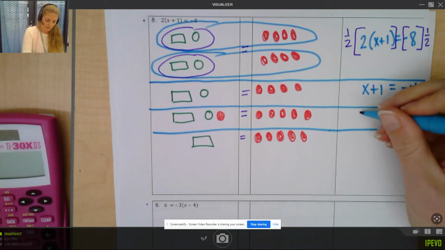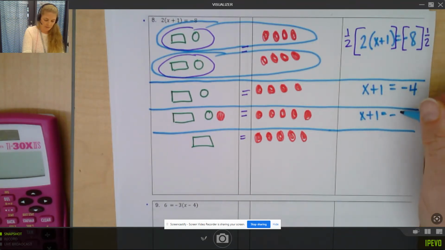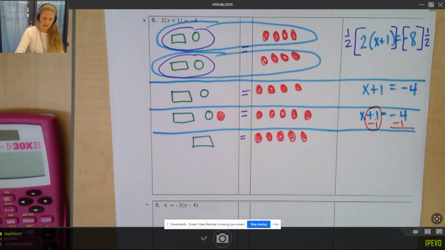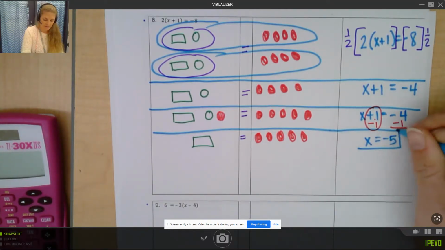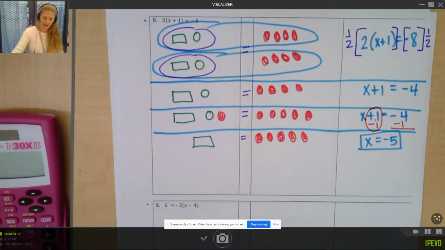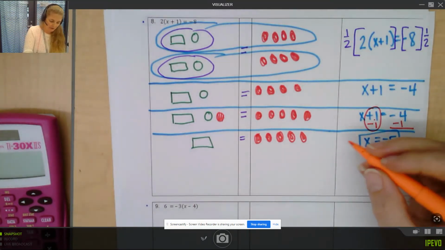And from there, when we had x plus 1 equals negative 4, we subtracted 1 from both sides, or added 1 negative, making a 0 pair, to end up with x is equal to negative 5. Yay, same answer. And of course, we're going to quickly verify with the equation.